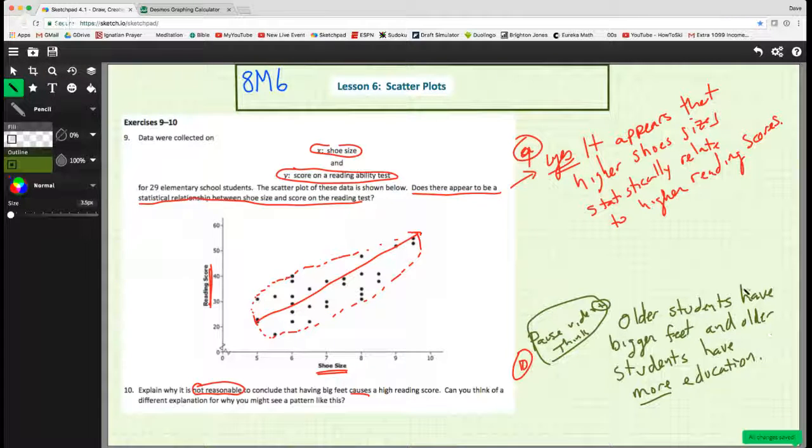So again, we have older students who have bigger feet and they have more education. And so all of those students are going to have better reading scores. So do you think that they have better scores because they have bigger feet, or probably because they have more education? And I think it's probably that they have more education, but we don't have any data at this point that can prove it. Okay, let's move on to our summary.